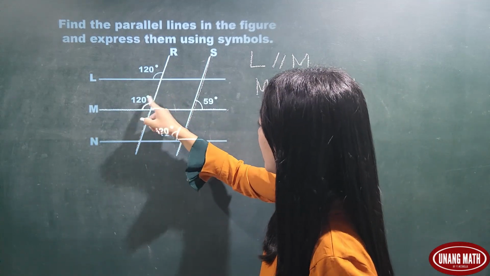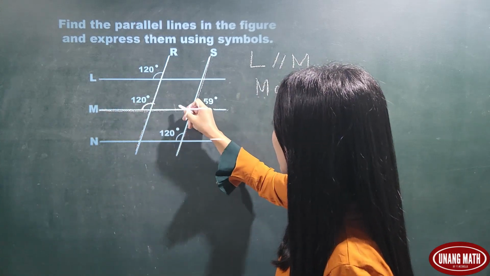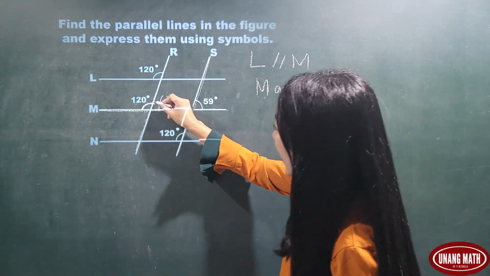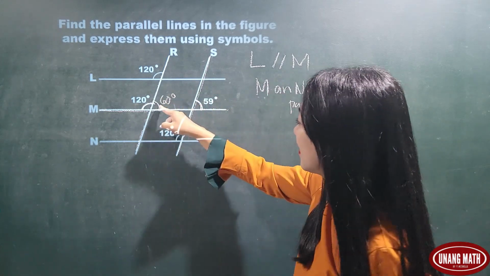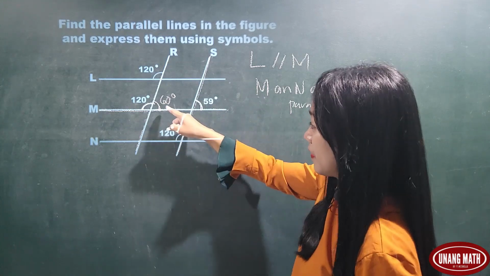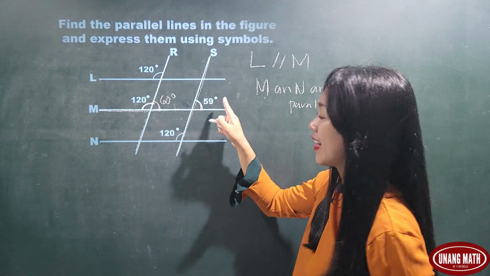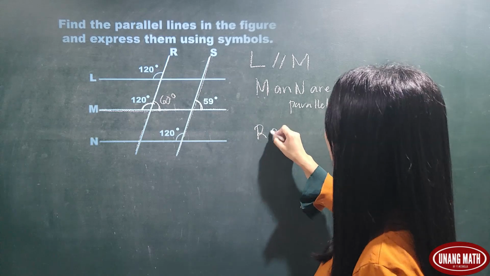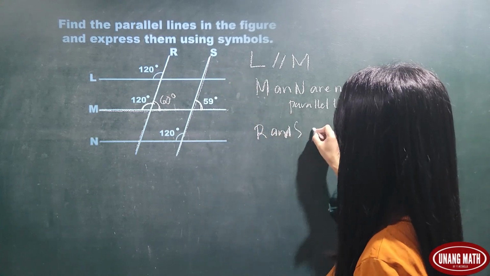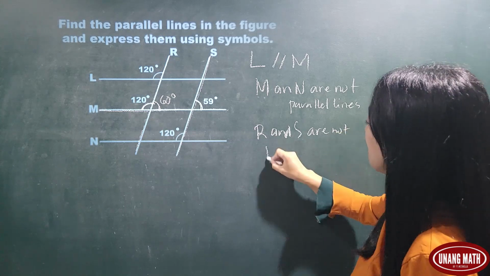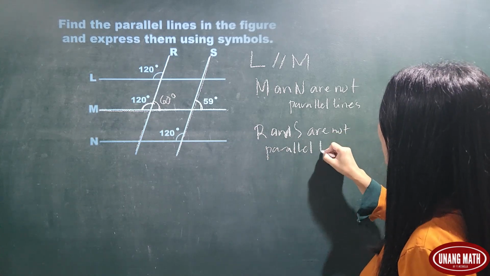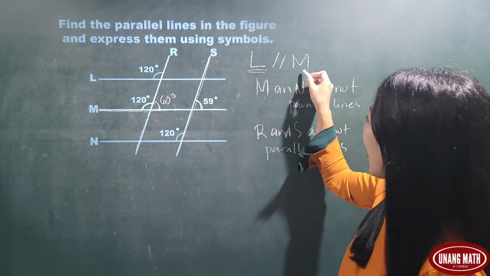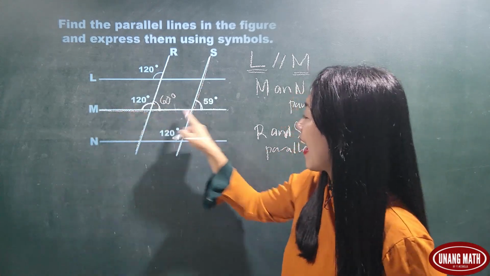This is 120 degrees. Take note, this is a straight line. So that means this is 60 degrees. This angle and this angle are corresponding angles. This is 60 degrees, this is 59 degrees. Different measures. Then that means line R and line S are not parallel lines. So in this question, the parallel lines are line L and line M.